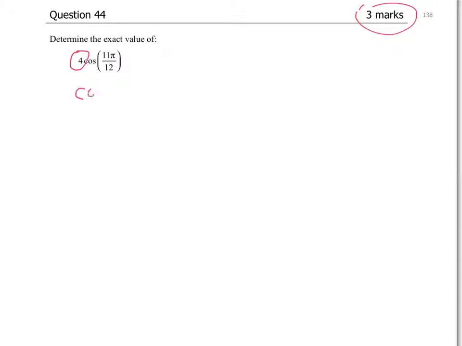And what makes this question special is 11 pi over 12 is an angle that is not a special angle. So it's not a multiple of 30 degrees or a multiple of 45 degrees. So we cannot use our special triangles or our unit circle to figure out this value. But we can use our formula sheet. And what we want to do is think of two angles that are going to add together to give us 11 pi over 12.